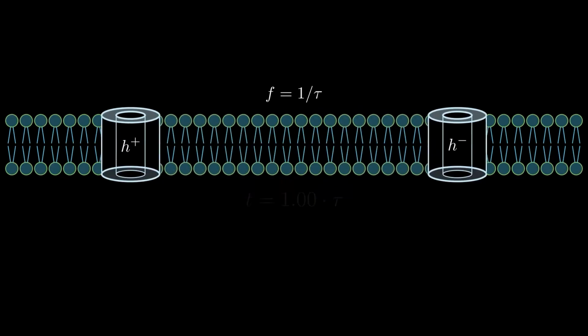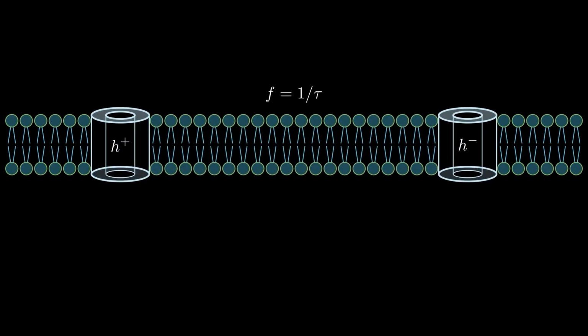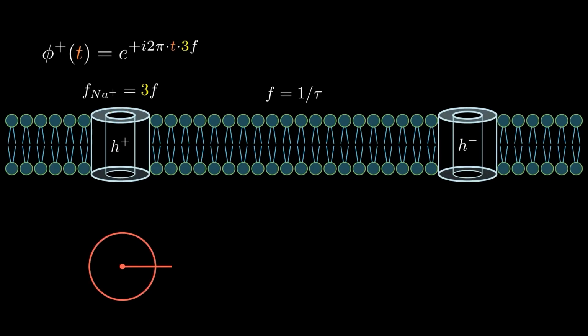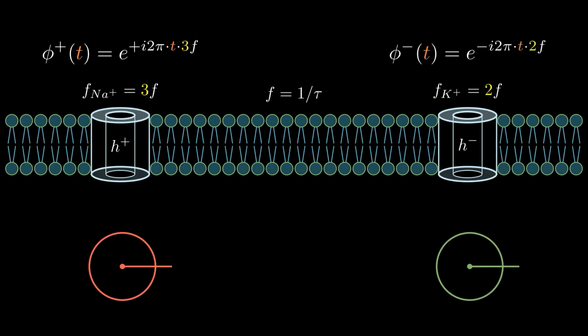The complicated ion crossings through the pump can be modeled as the superposition of 2 simple crossings in opposite directions. On the left is a channel for sodium ion crossings. 3 positive charges are pumped up per unit time tau through the channel. The frequency of upward sodium ion crossings is 3f. The ion crossing through the channel is represented by the complex function e to the power of plus i2π times t times 3f. On the right is a channel for potassium ion crossings. 2 positive charges are pumped down per unit time tau through the channel. The frequency of downward potassium ion crossings is 2f. The ion crossing through the channel is represented by the complex function e to the power of minus i2π times t times 2f.